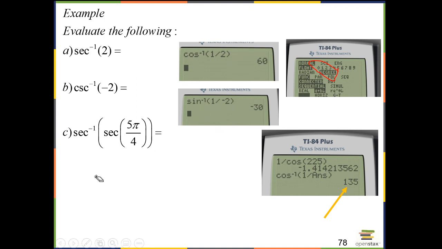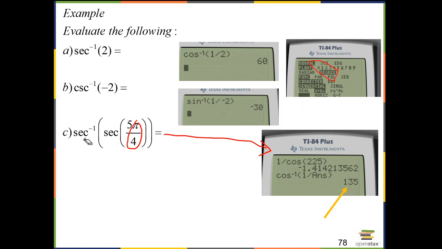And secant inverse of secant of 5 pi over 4. Now, if you want to use a calculator to do this, this is what you have to do. First, you have to find what? Secant 5 pi over 4, because you don't have a button for this on the calculator. So secant of something is 1 over cosine. That's what I did. And since I'm in degree mode, I use degrees, because 5 times 45 is 225. So 1 over cosine 225 is what's inside the parentheses.